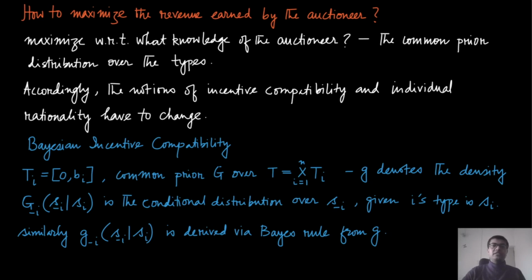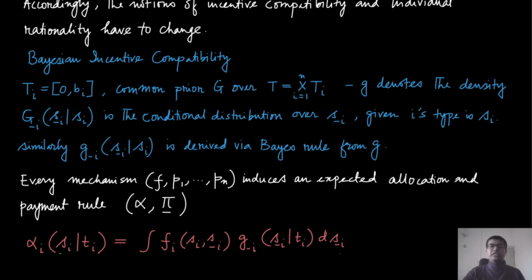Now, this being probabilistic information, we also have to change the notions of incentive compatibility and individual rationality, and make them Bayesian with respect to this common prior. The Bayesian incentive compatibility we already know. In this context, the type set is going to be an interval from 0 to bi, and the common prior that we are going to assume is G, which gives a probability distribution over these type profiles. And with lowercase g, we are going to denote the density of this distribution.